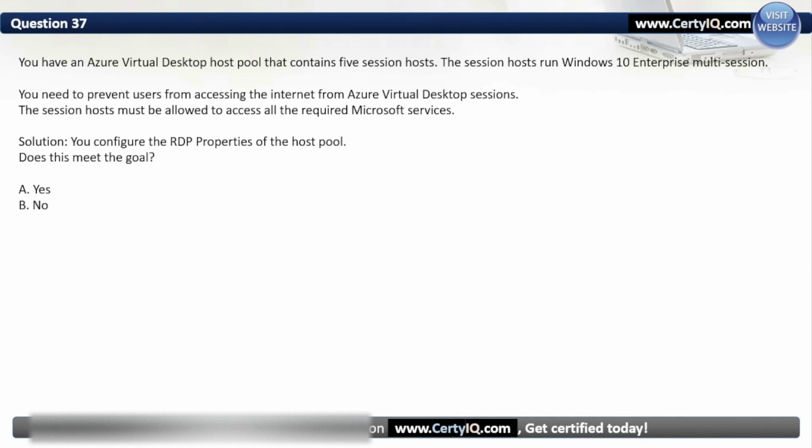Question 37. You have an Azure Virtual Desktop host pool that contains 5 session hosts. The session hosts run Windows 10 Enterprise multi-session. You need to prevent users from accessing the internet from Azure Virtual Desktop sessions. The session hosts must be allowed to access all the required Microsoft services. Solution: you configure the RDP properties of the host pool. Does this meet the goal? The correct option is B, no.